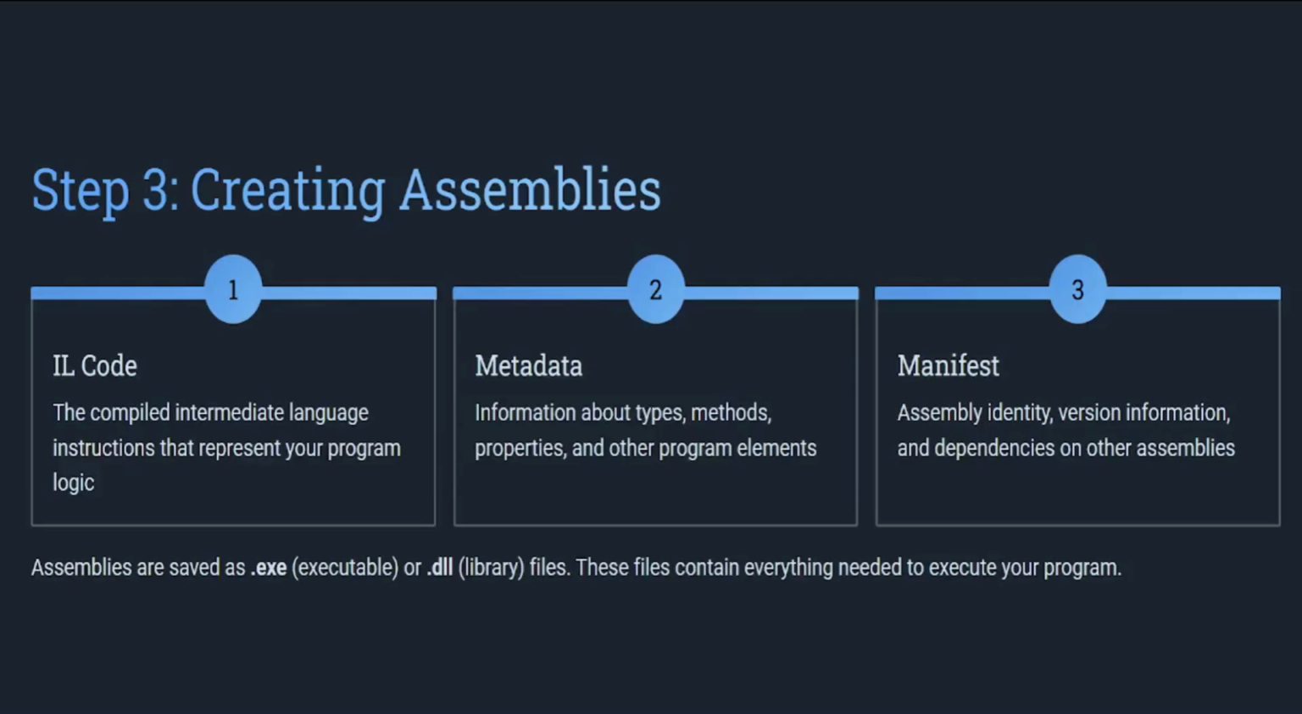Once the code is compiled into IL, it is packaged into something called an assembly. These assemblies are the output files of your projects, like .exe files and .dll files. An assembly contains three main things: the IL code, the metadata, which gives information about classes, methods, and properties, and a manifest, which contains details like versions, dependencies, and identity. So basically, the assembly holds everything required to run your program.